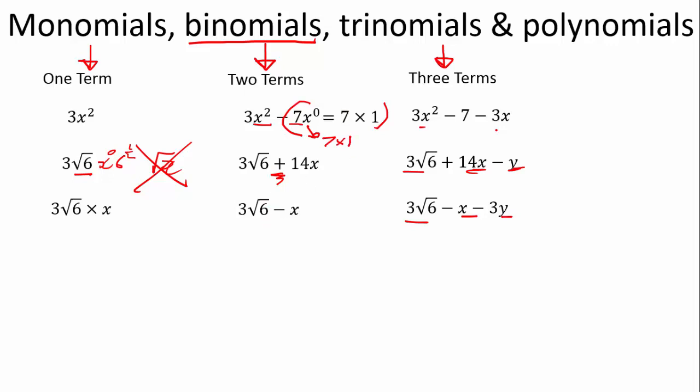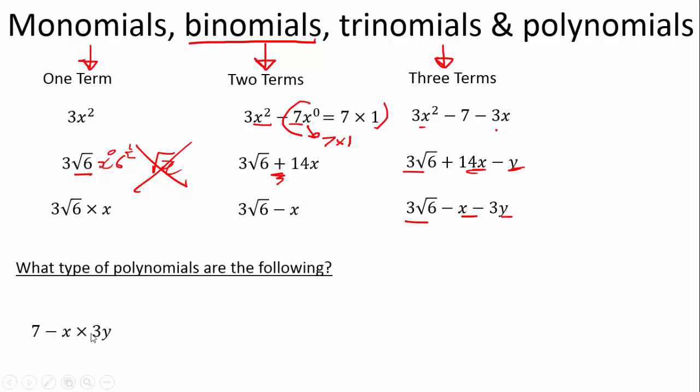Okay. Now, what type of polynomial are the following? 7 minus x times 3. Ooh, be careful. We've got to rewrite that as 7 minus 3xy. So that is a binomial because there's 2 terms. 7 minus 3xy, that's really easy. We can see that that is very close to that, if not the same, just a different order. And again, that is a binomial.